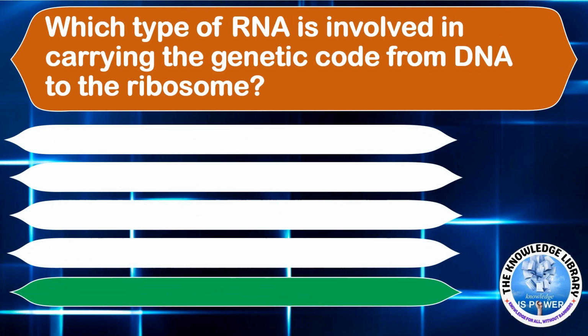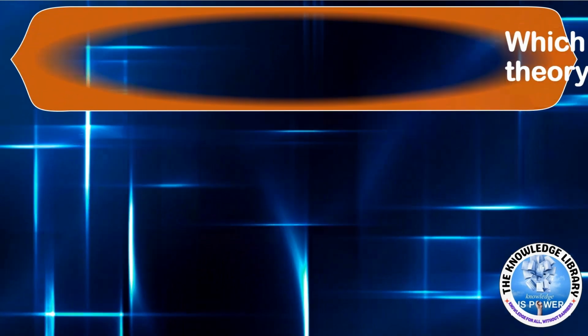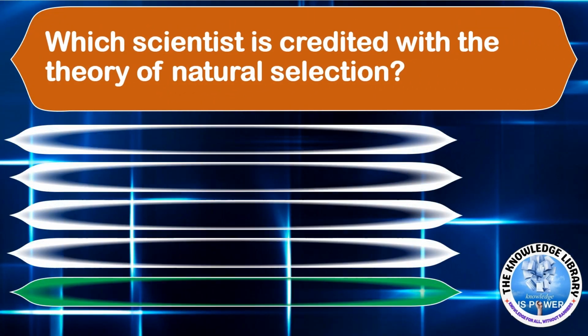The next question is, which type of RNA is involved in carrying the genetic code from DNA to the ribosome? Option A, mRNA. Option B, tRNA. Option C, rRNA. Option D, siRNA. The answer is option A, mRNA.